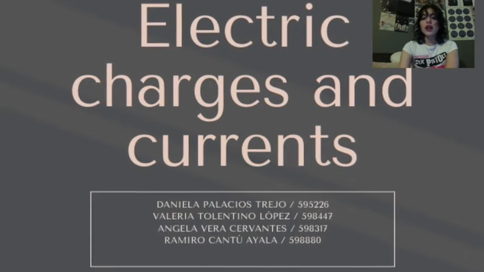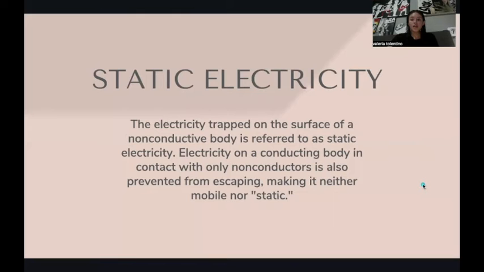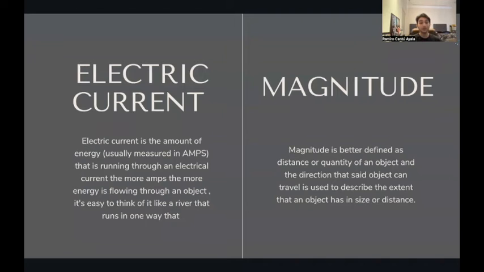We're presenting electric charges and currents. Static electricity. The electricity trapped on the surface of a non-conductive body is referred to as static electricity. Electricity on a conducting body in contact with only non-conductors is also prevented from escaping, making it neither mobile nor static.